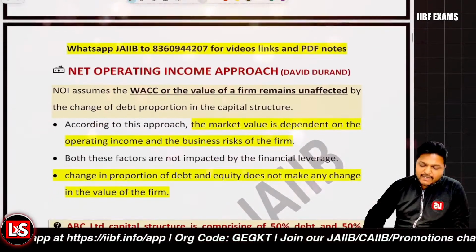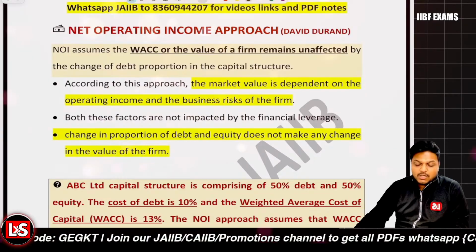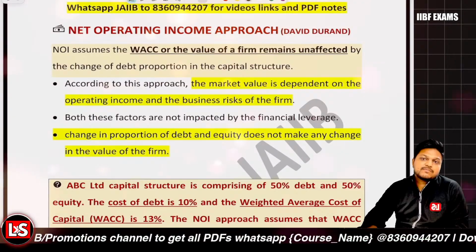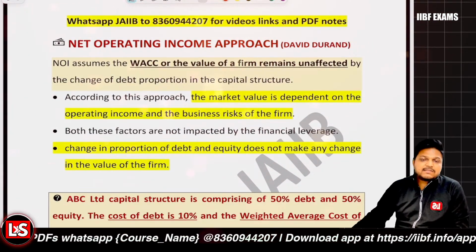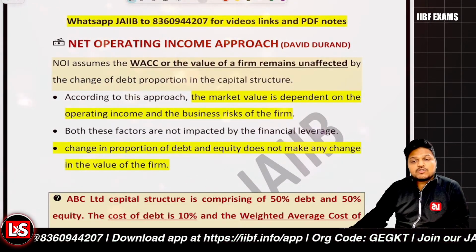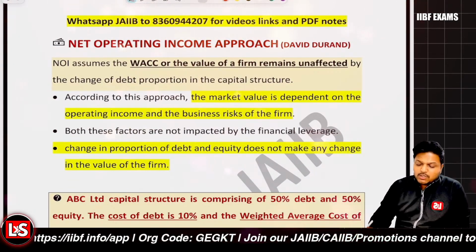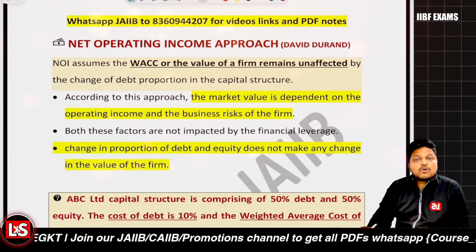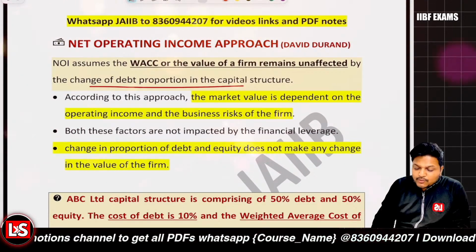The next one is related to the net operating income approach. The NOI approach basically assumes that the WACC is going to remain unaffected. In the first case, the net income approach, we assume that the cost of debt and cost of equity are going to remain the same. But under the net operating income approach, we assume that the WACC, the weighted average cost of capital or the value of the firm, remains unaffected by the change of the debt proportion or the capital structure.